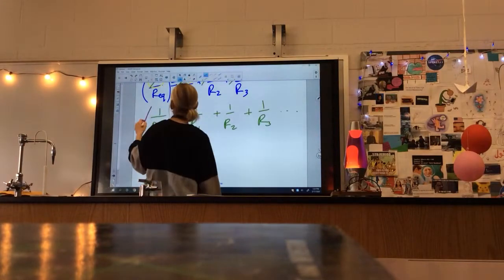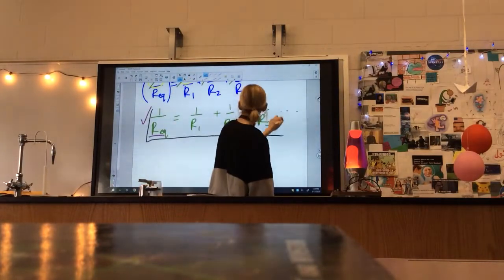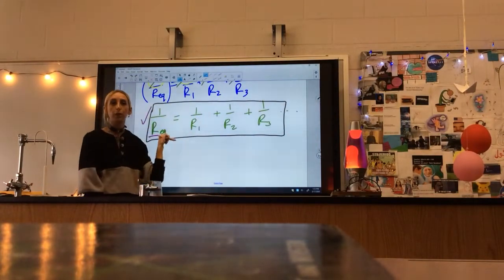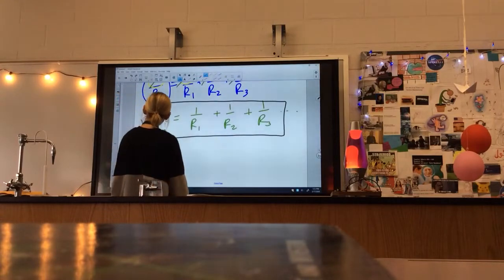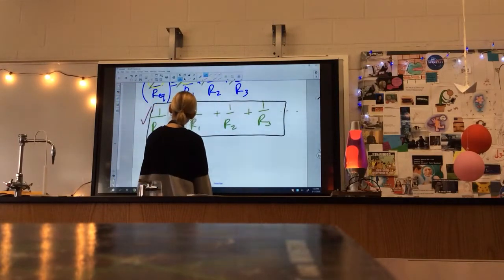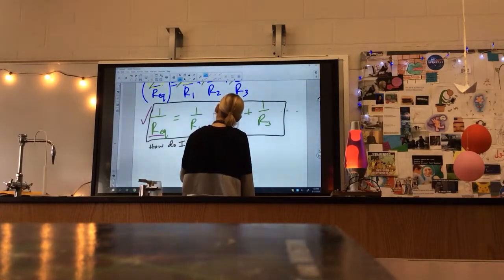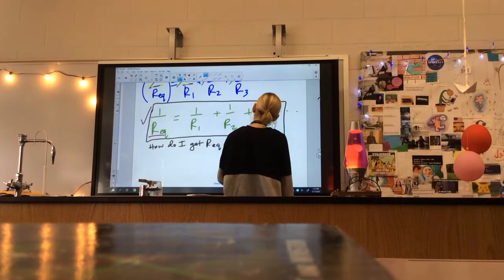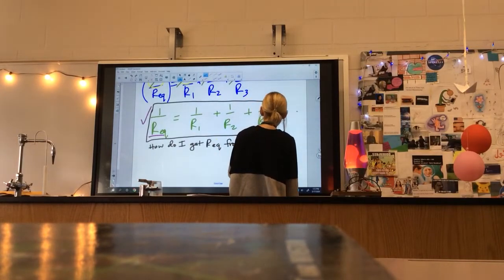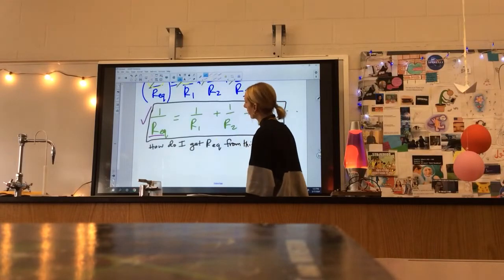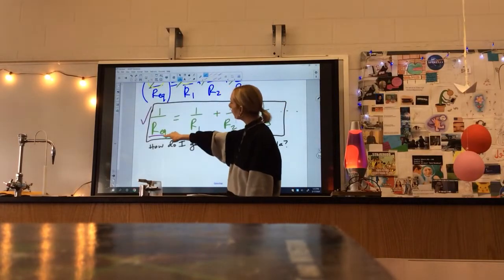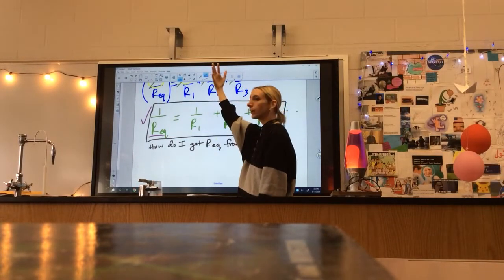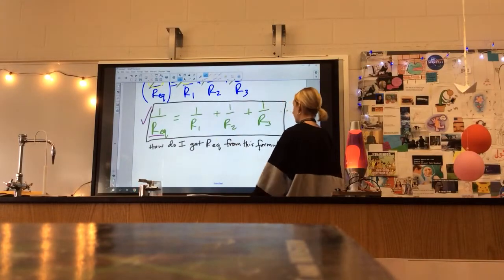Now, just a side note, how can I solve for the equivalent resistance if this is only going to give me the inverse of it? Well, how do I get REQ, or the total resistance, from this formula? Well, if this is giving me 1 over REQ, then I'm going to need to raise the answer to the -1 power. I'm going to need to take the inverse of it.